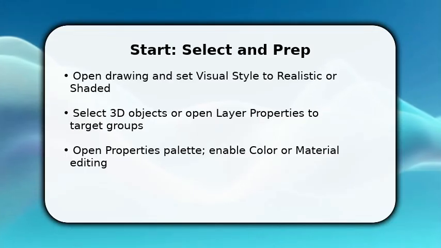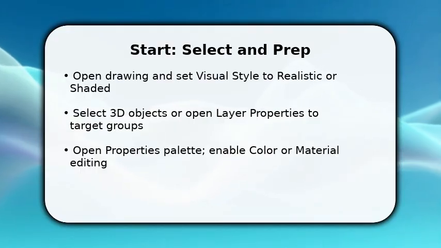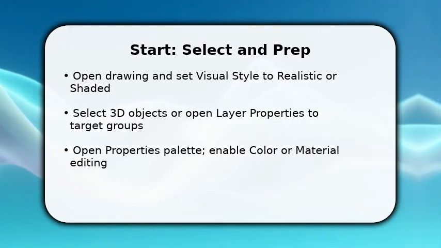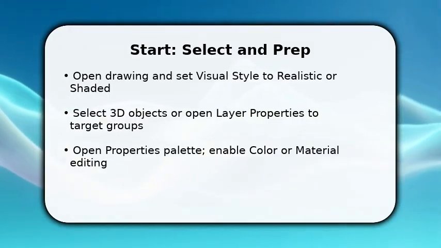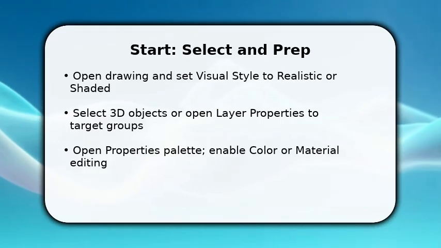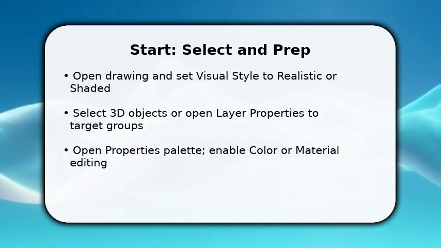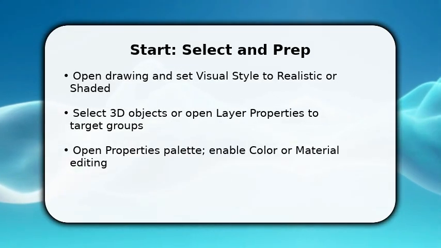Enjoy the video. You begin by opening the drawing, setting the visual style to realistic or shaded so materials and colors show. Select the 3D solid, mesh, or surface you want to change, or pick a layer to affect many objects. Then open the Properties palette, make sure object color and material fields are visible. This immediate focus ensures you change the right element.